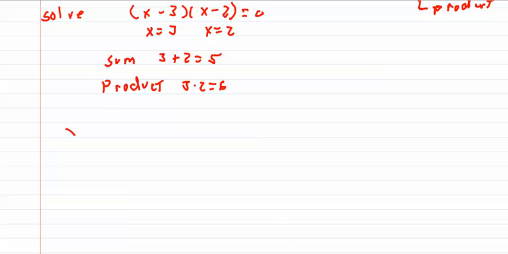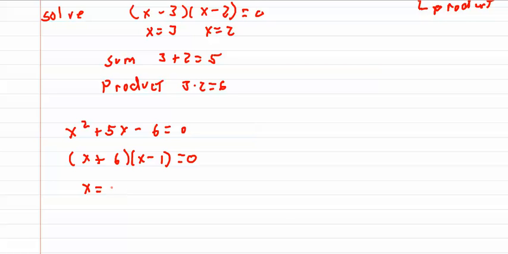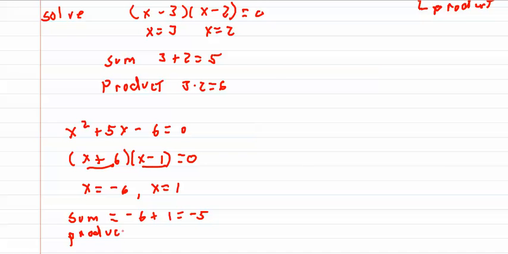Well, let's look at a different one. x squared plus 5x minus 6 equals 0. And again, we're going to factor: (x plus 6)(x minus 1) equals 0. x equals negative 6, and x equals positive 1, setting this factor equal to 0 and that factor equal to 0. Now, the sum, negative 6 plus 1, is equal to negative 5, and the product is equal to negative 6 times 1, or negative 6.